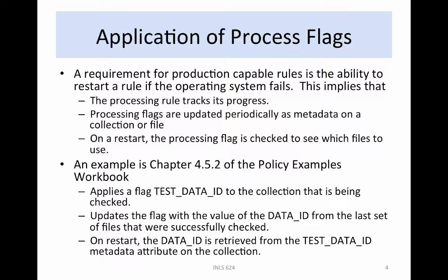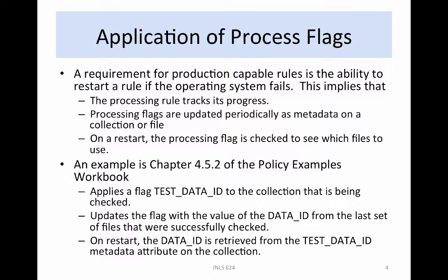The processing rule must track its progress and maintain state information. Processing flags must be updated periodically as metadata on a collection or each file to identify which items have been successfully processed. On a restart, the processing flag is checked to see which files still need to be processed. An example of the use of a process flag is shown in Chapter 4.5.2 of the Policy Examples Workbook.